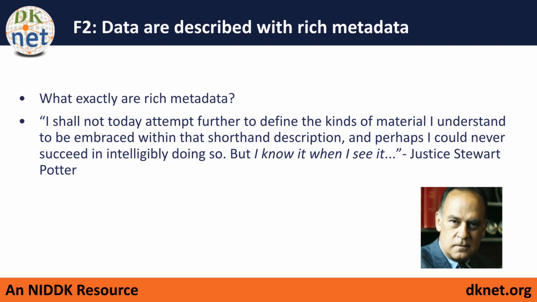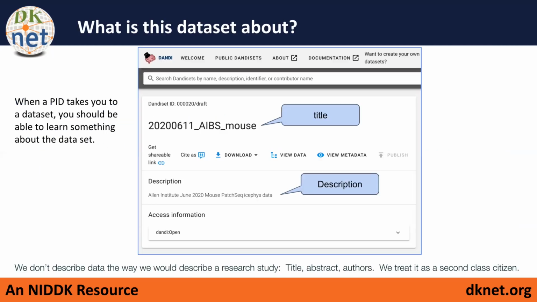So let's give some examples of that. This is a data set that is actually deposited in an archive called DANDI, for electrophysiology, mostly neuroscience. And when you go to their landing page, so you have an identifier, the identifier takes you to that landing page. This is what you encounter. You see that the title of the data set is 202.006.11 AIBS mouse, and that the description is the Allen Institute June 2020 mouse patch-seq IceViz data.